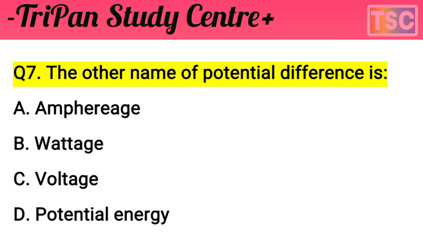The other name of potential difference is: amperage, wattage, voltage, potential energy. The answer is clear. The other name of potential difference is voltage. It means option C is correct.